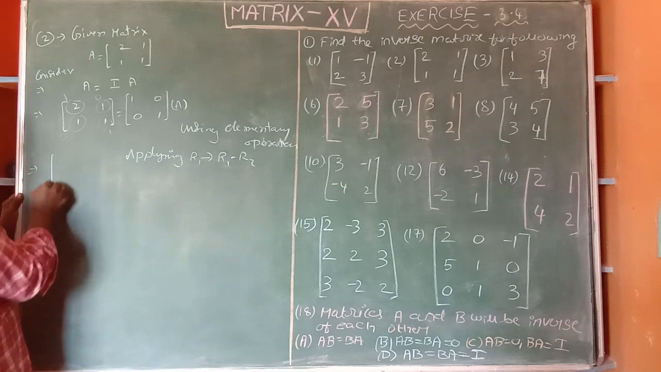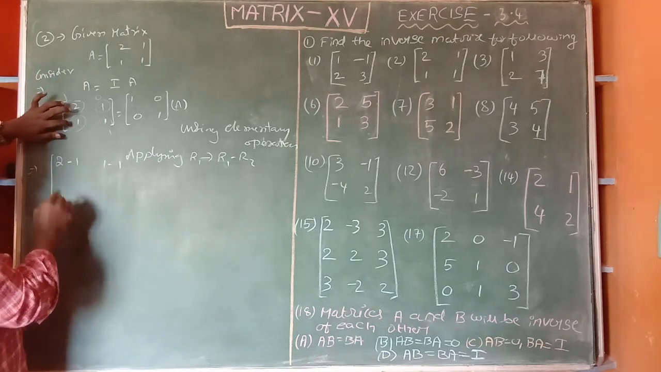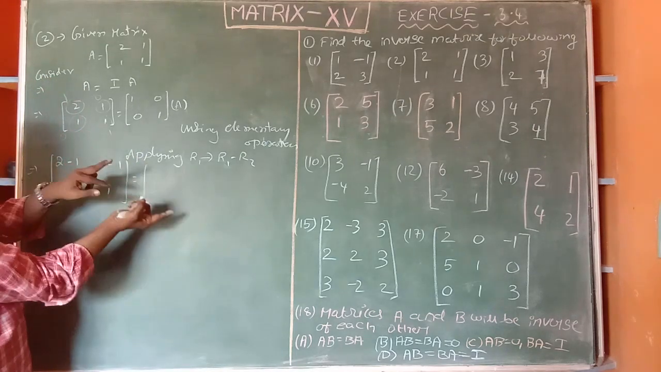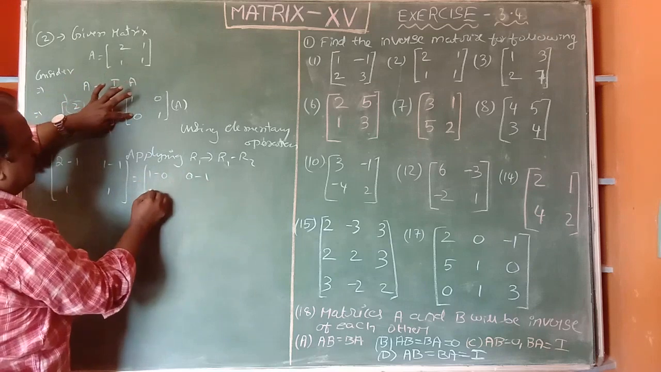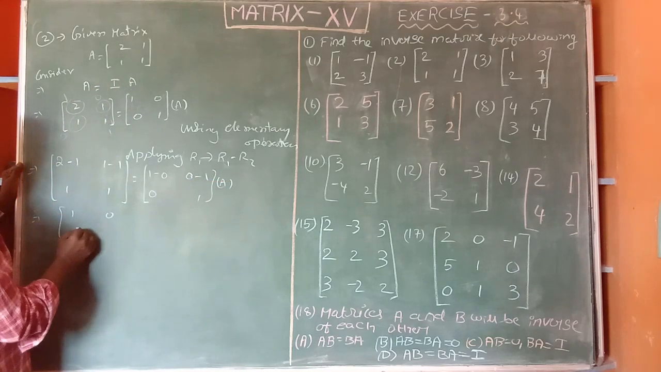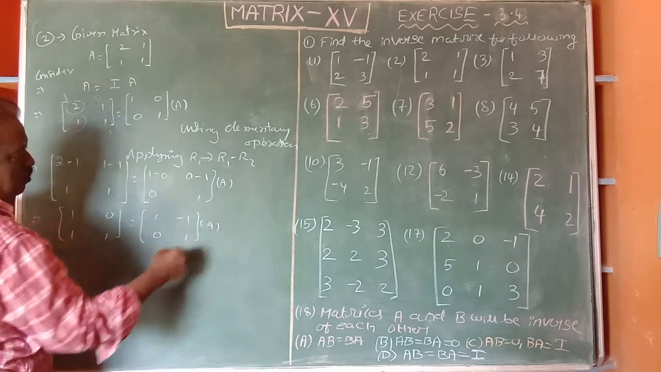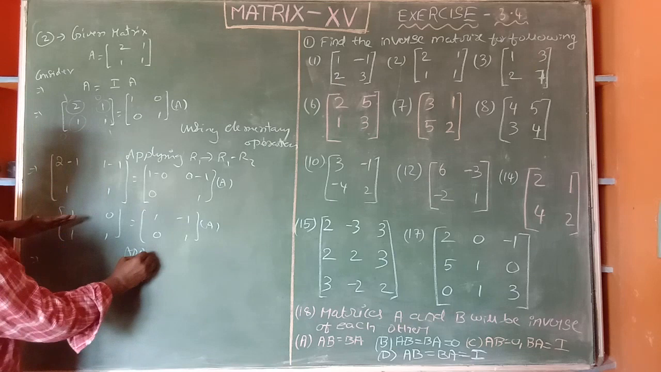That means it is 2 minus 1, and 1 minus 1. R2 will not be changed, it is as it is: 1, 1. Here also the same operation takes place: 1 minus 0, 0 minus 1. This is 0, 1, and the other row is as it is, 1, 0 and 1, 1. Here also 1 minus 1 is 0, 1, into A. You see, it is okay. 1, 0, 0, 1. Here is the problem, it must be 0.